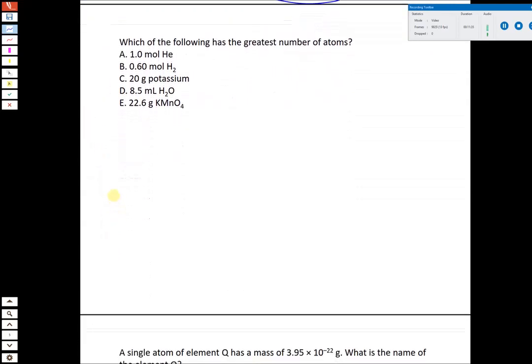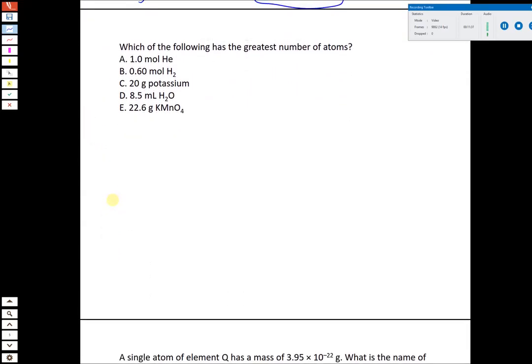Alright, next problem here, similar concept, but now we have several different quantities, and we're looking for the greatest number of atoms in these different chemical samples. So we have helium, H2, potassium, H2O, KMnO4, and so on. We're going to figure out which one has the greatest number of atoms. Now, unfortunately, there's not a great shortcut for this because we have to basically calculate out all of these. So let's go through all of these and see which one has the greatest number of atoms. There's no easy way to identify this because they're all different quantities and different substances. So we have to go through the steps like we've been doing.